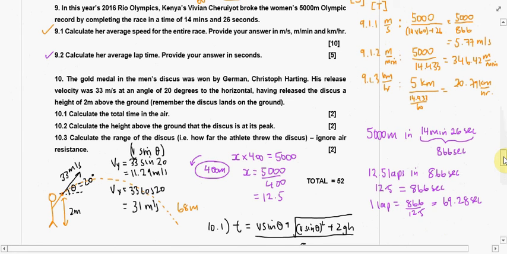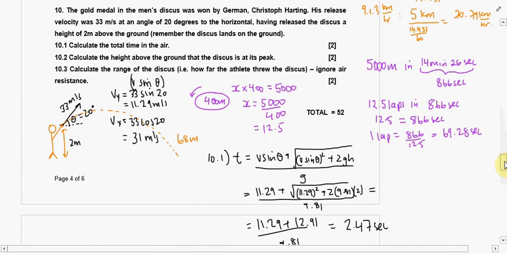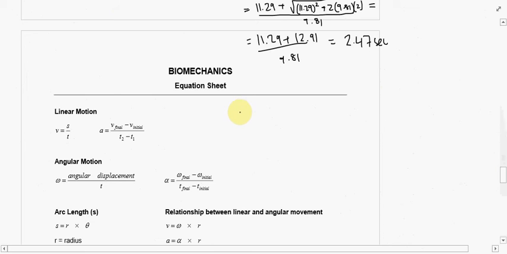The height above the ground that the discus reaches at its peak. Remember, if I look at 10.2, if I just redraw the scenario, part of your calculation will give you this value, right? But you are asked what is the height above the ground. So remember, all of this was 2 meters, so that's something I have to add in. So my next step is to calculate this first.